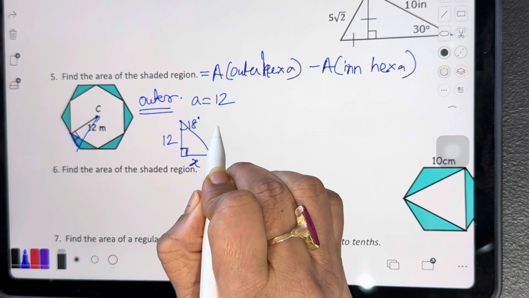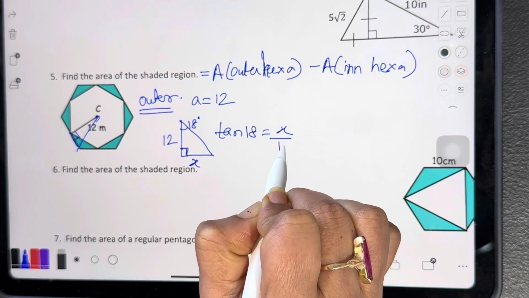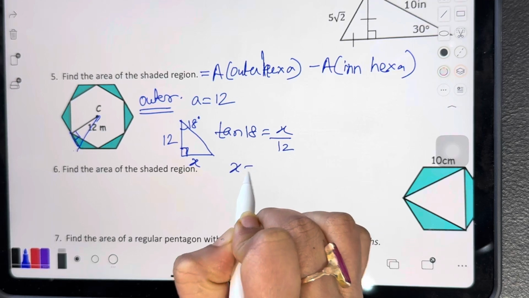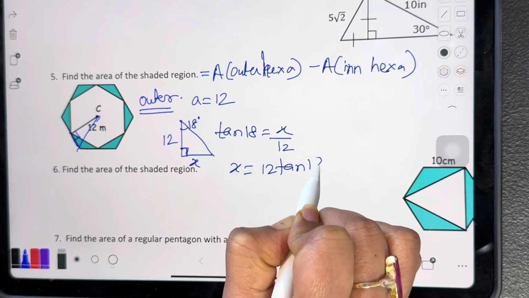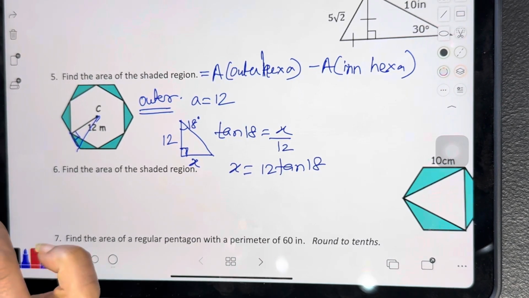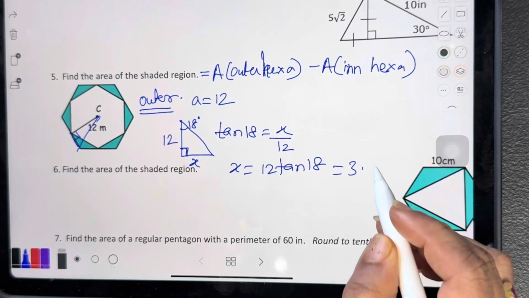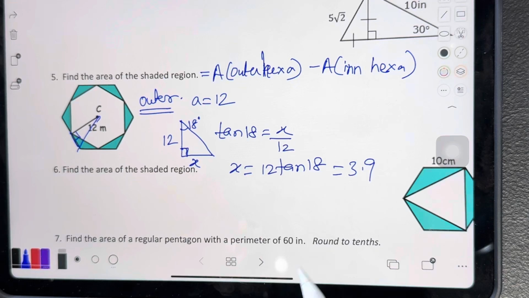So with this angle, it is tangent. Tangent 18 is equal to opposite over adjacent. So x is equal to 12 times tan of 18. 12 times tangent of 18 is 3.899. So I'm just rounding it as 3.9 meter.